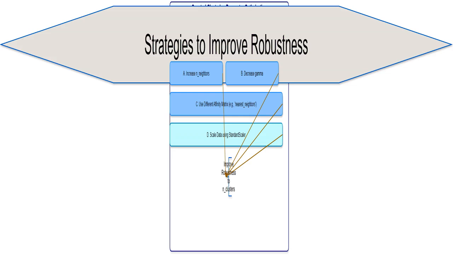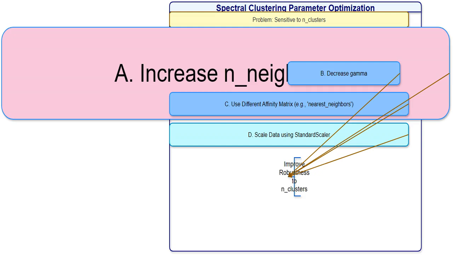The core of the quiz lies in identifying ways to make the spectral clustering results more stable and consistent even when n_clusters changes. This involves exploring ways to improve the robustness and reliability of the clustering. We are given several options, and we need to determine which ones would help address this sensitivity to the number of clusters. Increasing n_neighbors considers a broader neighborhood of data points when building the affinity matrix, which spectral clustering uses.